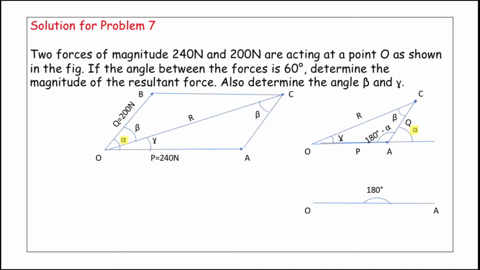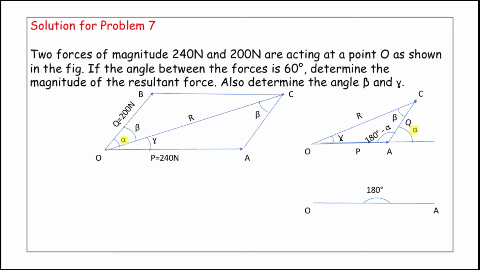If the line OA is extended, it is 180 degrees. So to find the angle inside the triangle, we have to subtract the outside value from 180 degrees. So I subtract alpha from 180 degrees.